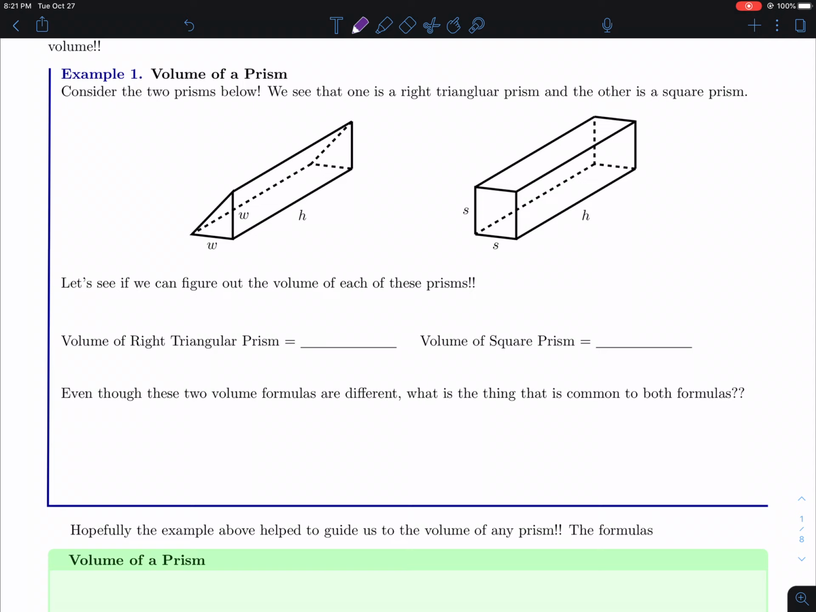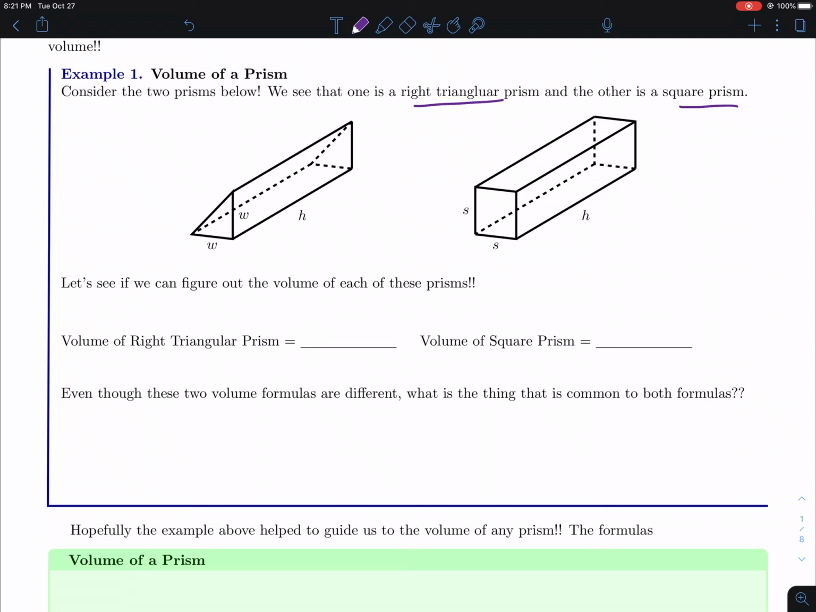And the goal is we want to be as generic as possible so that it applies to any kind of prism, whether it's a pentagonal prism, square prism, whatever. So we want to make this formula as generic as we possibly can. All right, in this case, we've got two different kinds of prisms. We've got a right triangular prism on the left, and then a square prism on the right. Just like you were thinking with length times width, you can probably come up with what these areas or volumes would actually be.